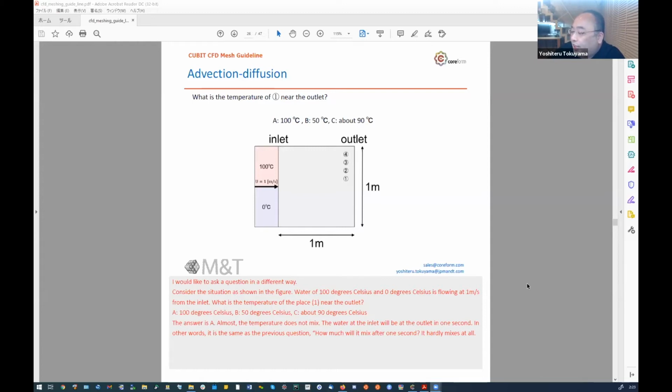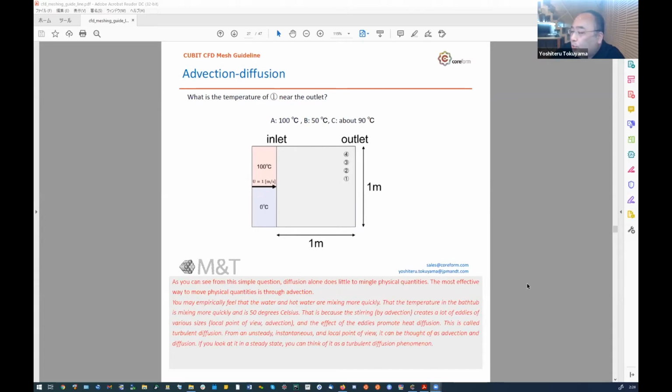The answer is A. Almost the temperature does not mix. The water at the inlet will be at the outlet in 1 second. In other words, it is the same as the previous question. How much will it mix after 1 second? It hardly mixes at all.